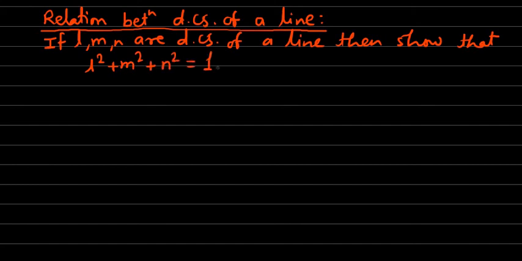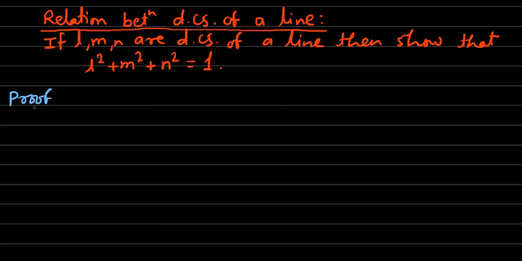L square plus M square plus N square is equal to 1. In words, this can be called: the sum of the squares of direction cosines of any line is always equal to unity. Unity means 1. Okay, I'll repeat once again. Sum of squares of direction cosines of any line is always equal to unity. Unity means 1. So this we are going to prove here now. Okay, so the proof of this.